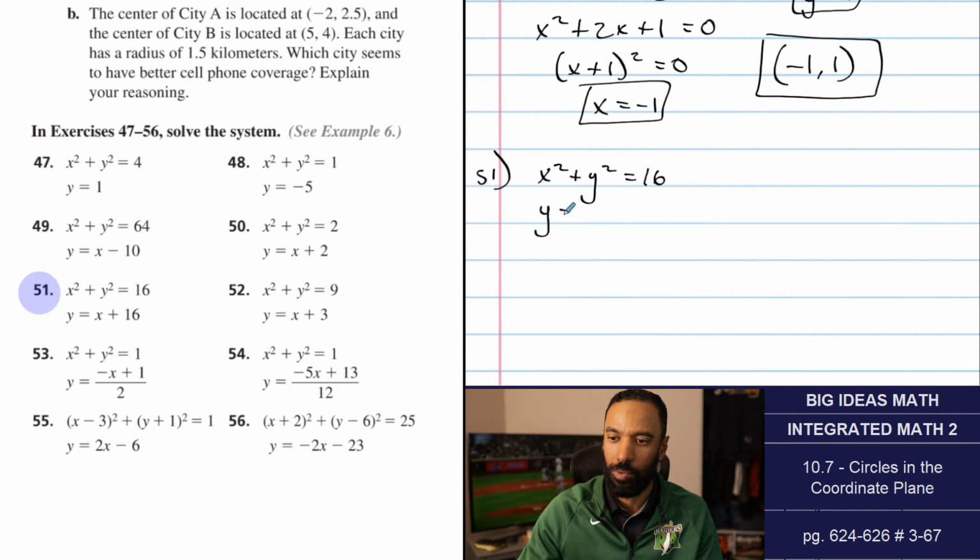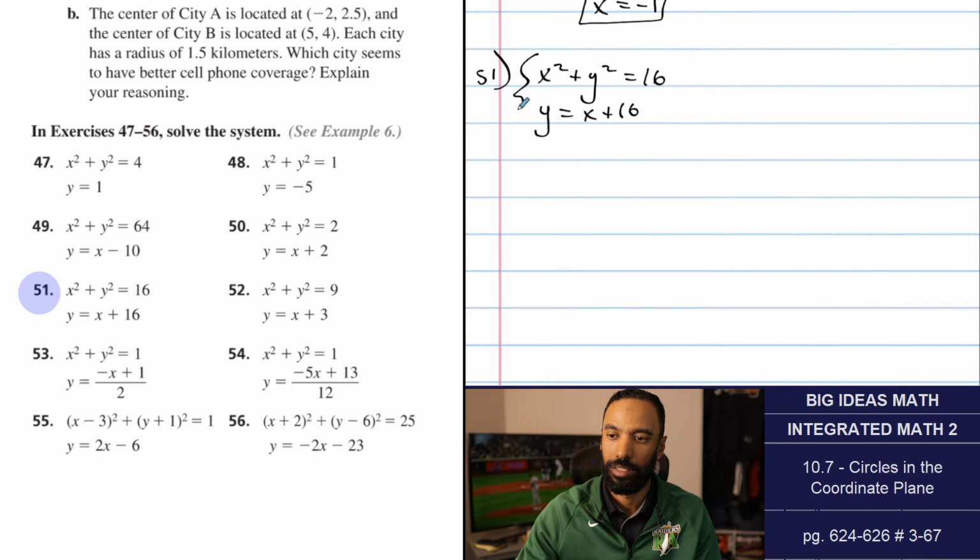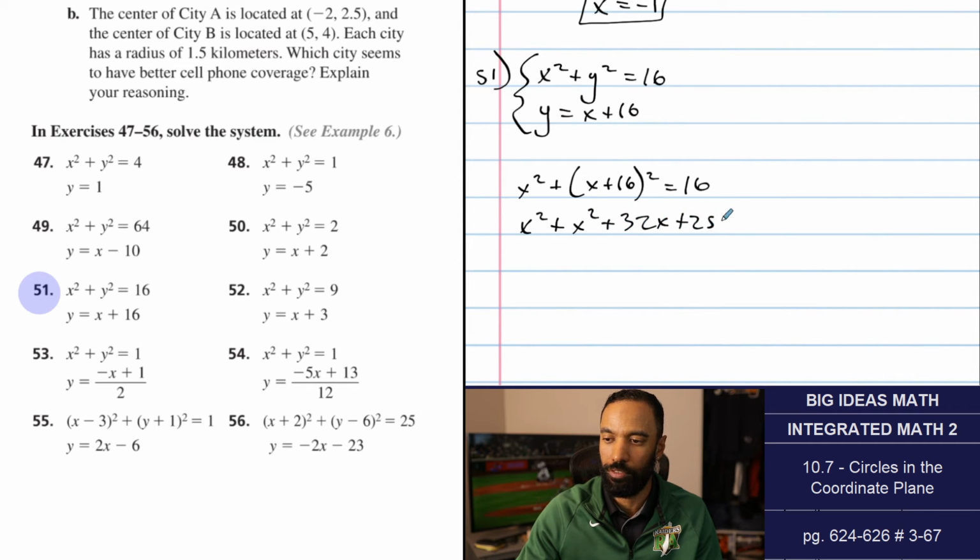And y equals x plus 16. Numbers getting a little big. Let's see what we can do with it. We get x squared plus (x plus 16) quantity squared equals 16. Or x squared plus, this is x squared plus 32x plus 256.